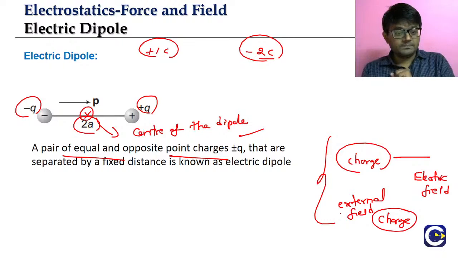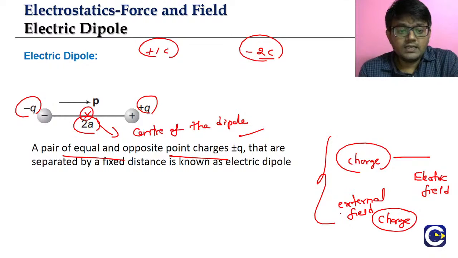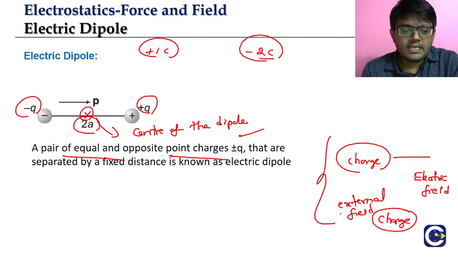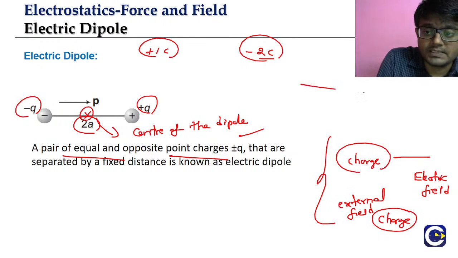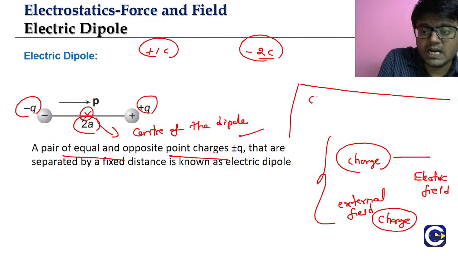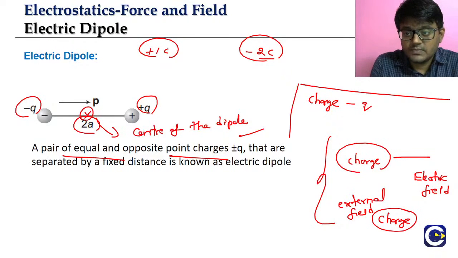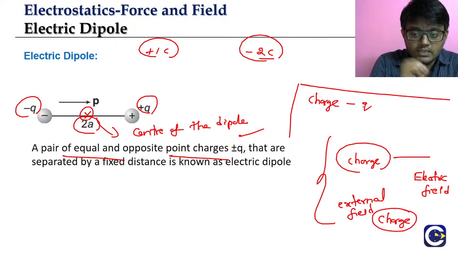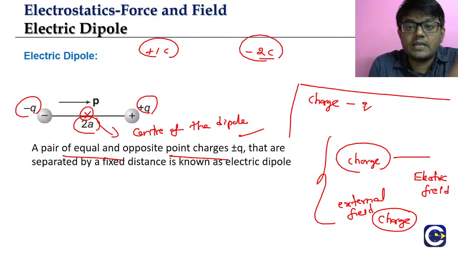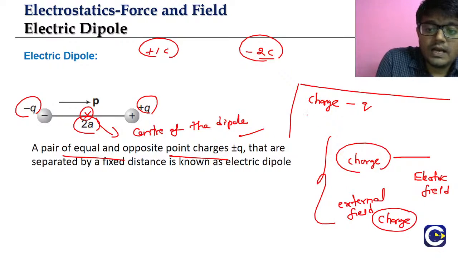But in that, for every dipole, we will generally identify some characteristic properties. First is the charge of the dipole. We know the total charge is 0, since adding plus q and minus q gives 0. But when we say the charge of the dipole, we will take q. Next, what is the length of the dipole?